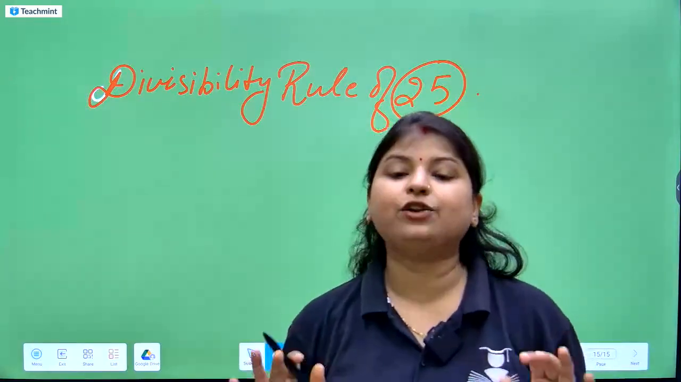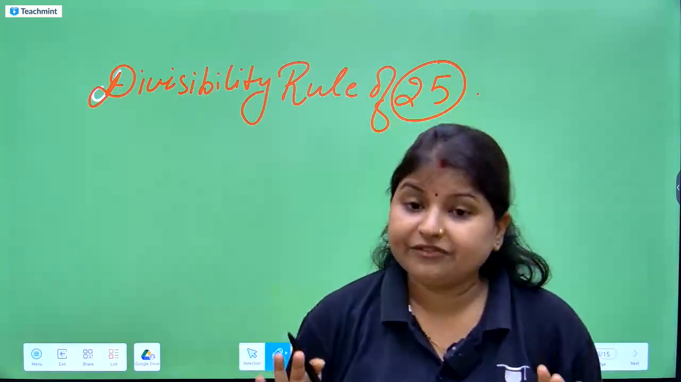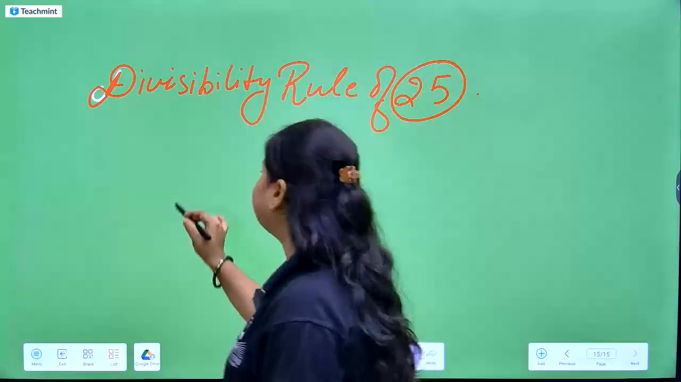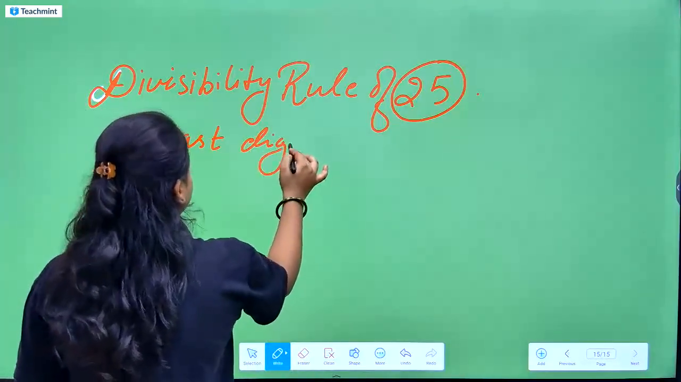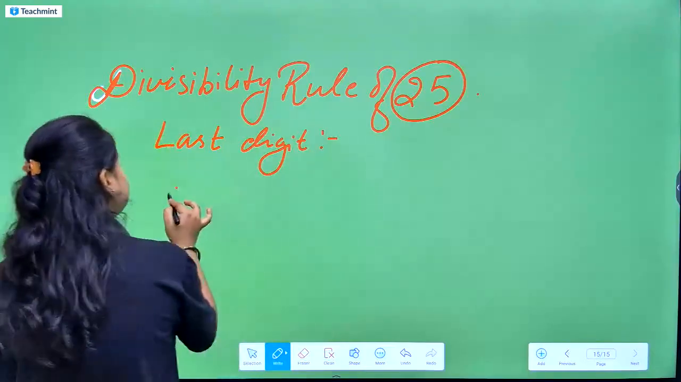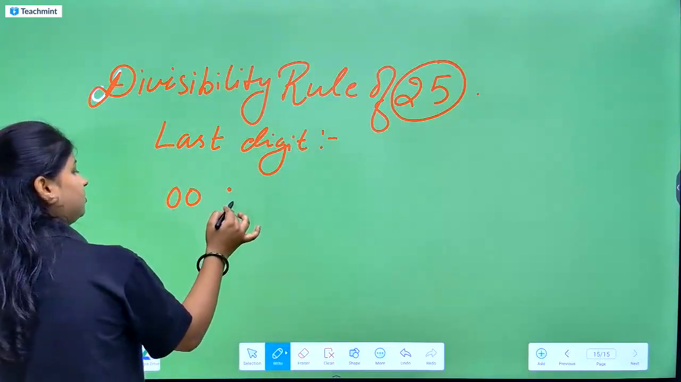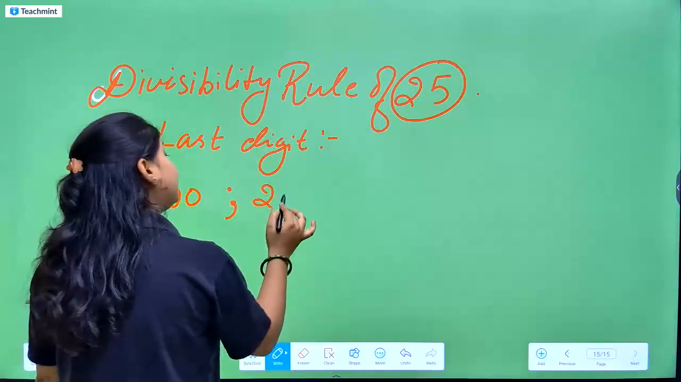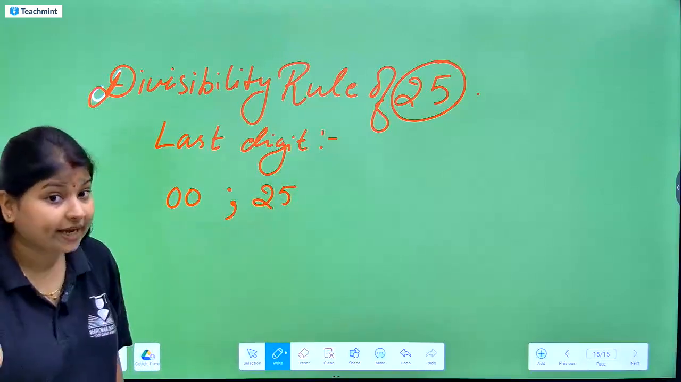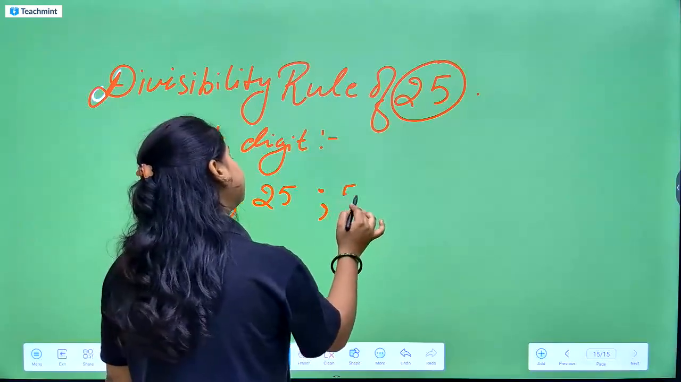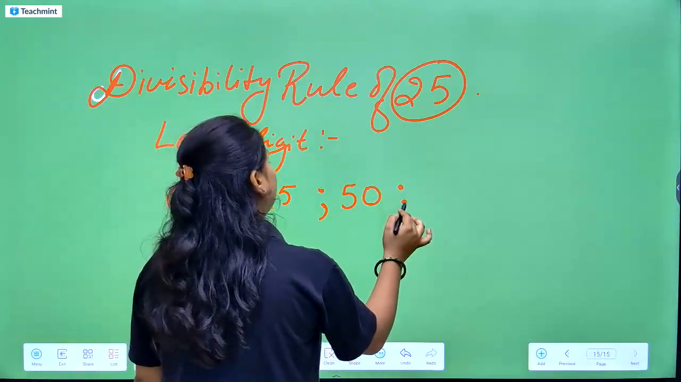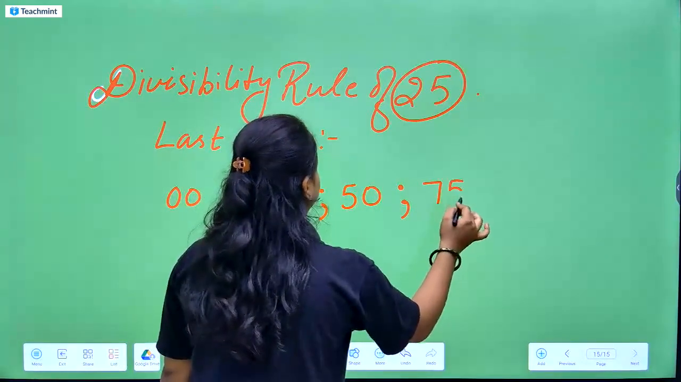The divisibility rule of 25. Divisibility rule of 25 says that if the last digit is 00 or the last digits are 25 or 50 or 75.